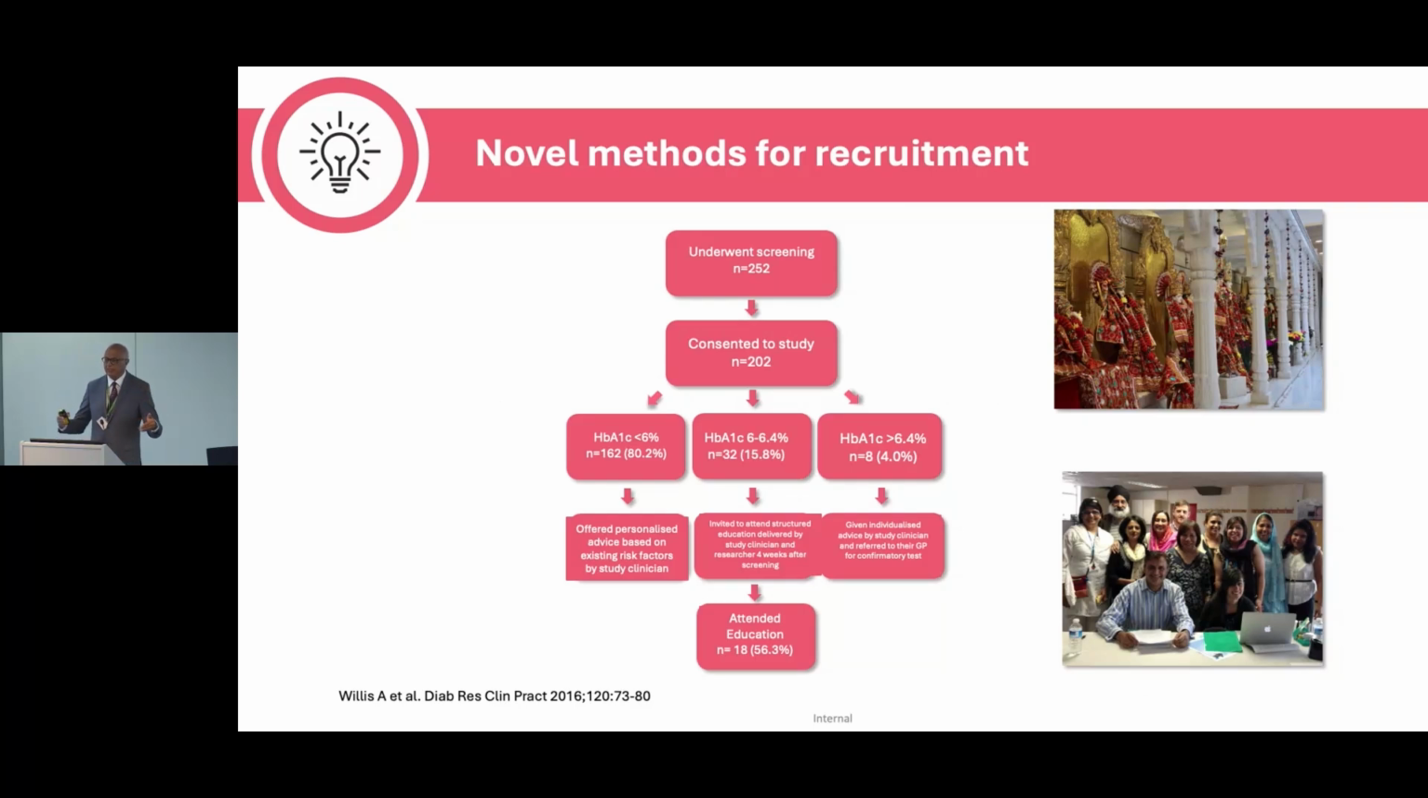Novel methods of recruitment. If you send a letter out from the GP surgery, you get a 5% response rate in Leicester. So now we're using different methods. We go through communities, community champions. This is a pilot study we did in 3 faith centers. And within 3 days, we consented 202 participants at these events. And that's a method we're using more and more. And this is not just for South Asians, even for black populations going through the black churches.